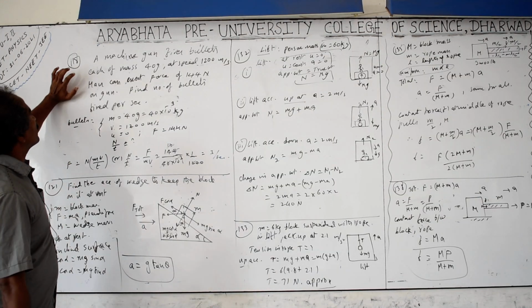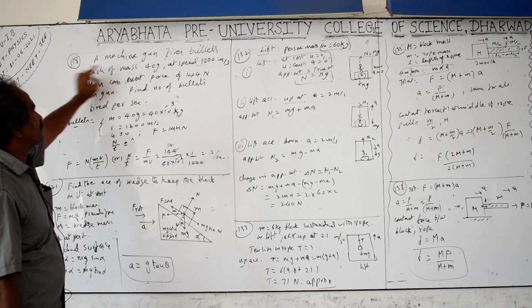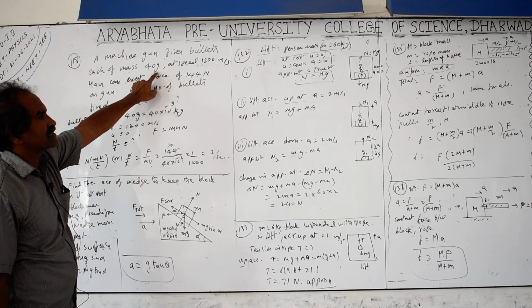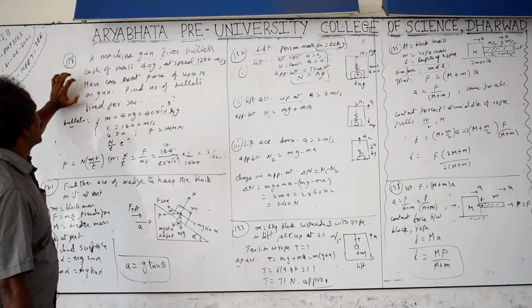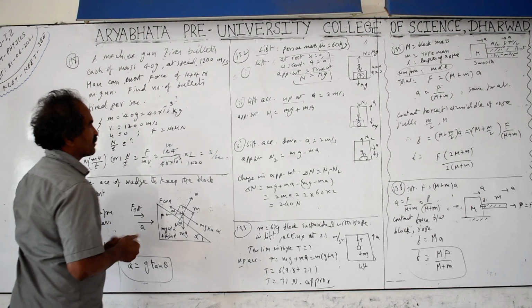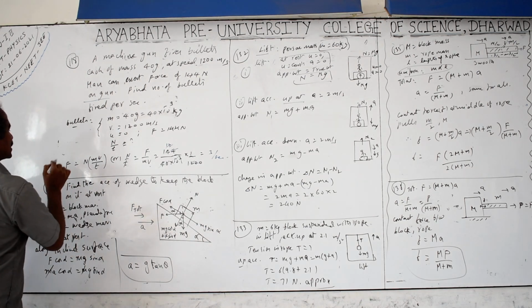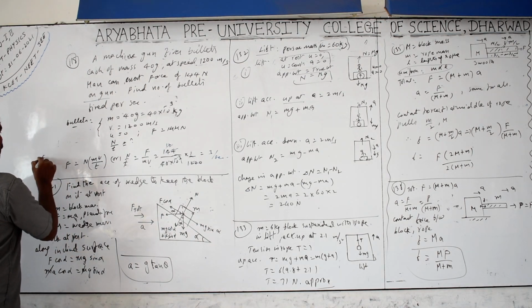Student, next problem 118. A machine gun fires bullets each of mass 40 grams at a speed of 1200 meters per second. Be careful with this, 40 grams, this g is not the acceleration due to gravity, it is a unit of mass. A man can exert a force of 145 newtons on the gun, meaning for holding purpose. The same question can be asked as a friction force also. This may be asked as a force exerted by the person, or the same question can be asked in terms of friction.